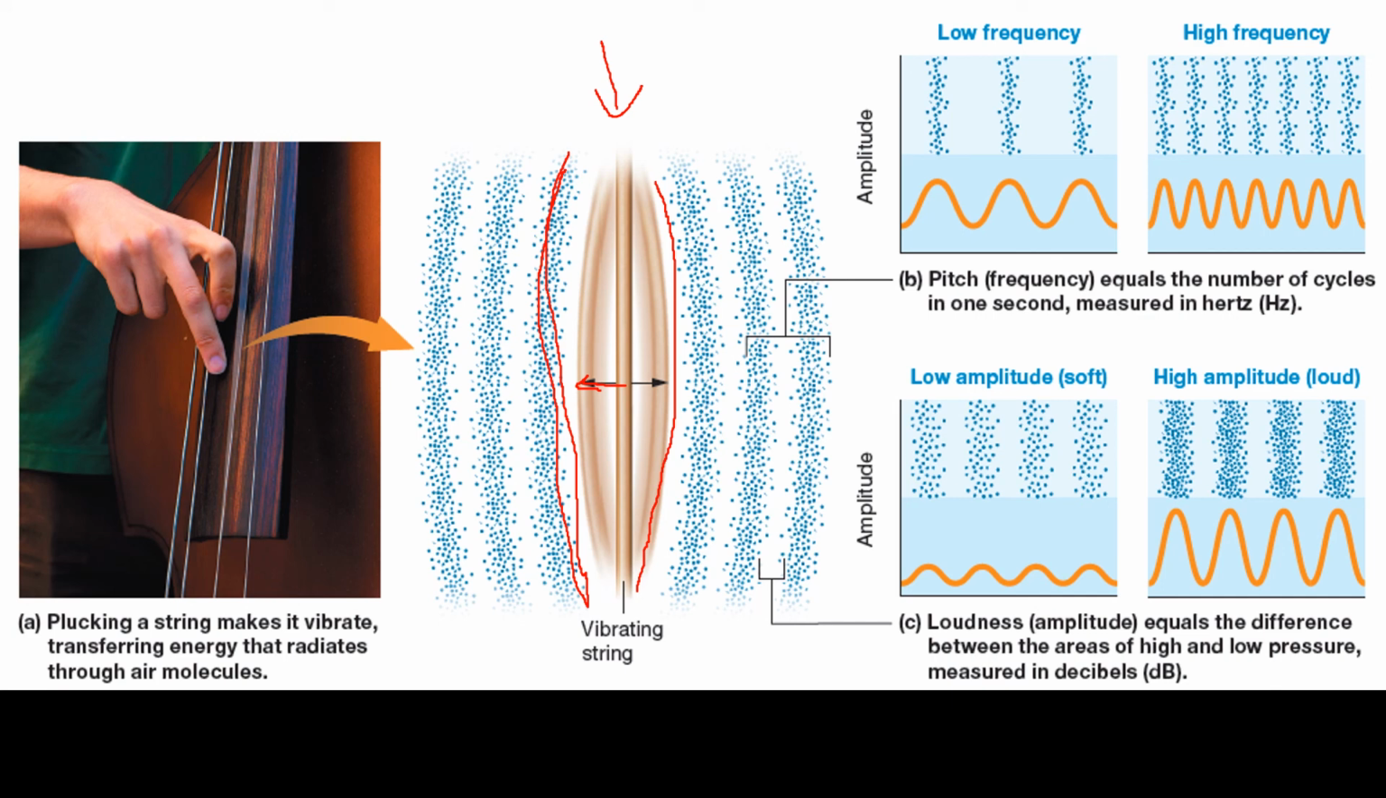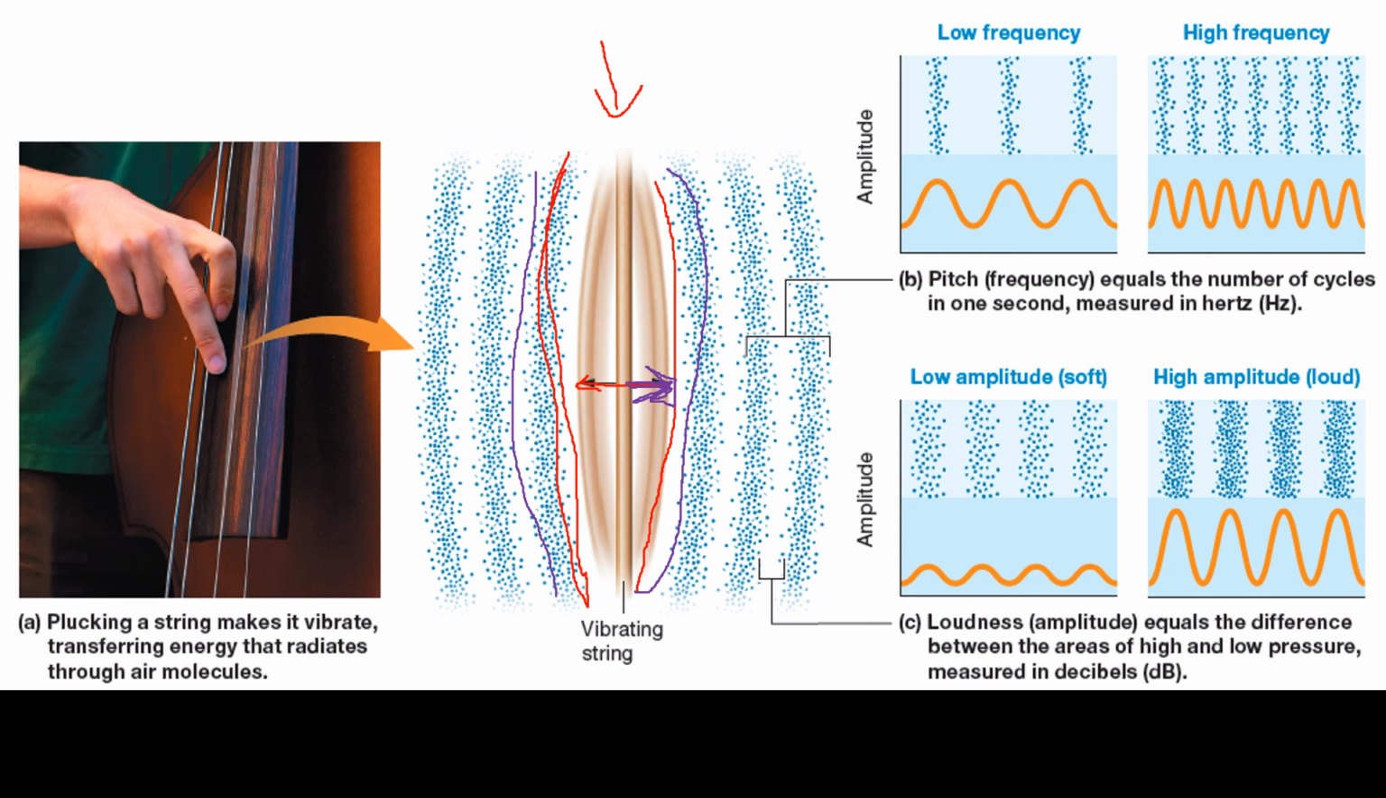As the string moves to the right, let's use just a different color, purple. As the string moves to the right, it produces this area of high pressure and then an area of low pressure. I hope that makes sense. If it doesn't, you guys know where my email is.